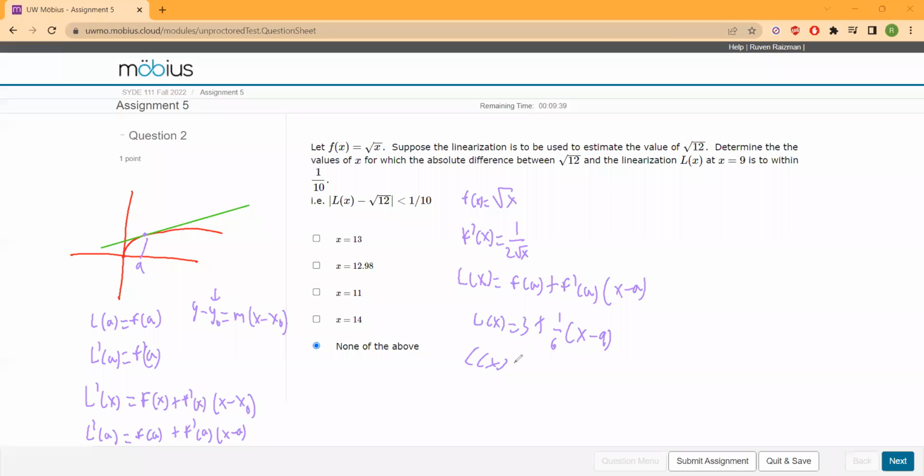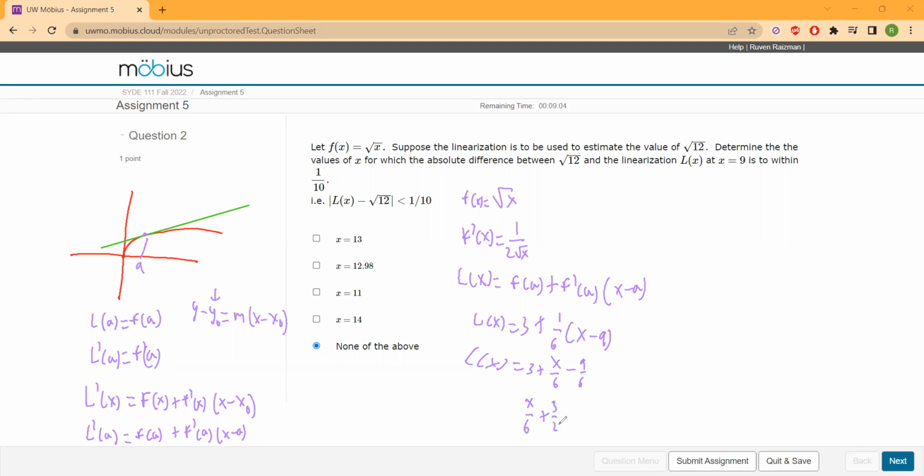So then L at x is equal to 3 plus x over 6 minus 9 over 6, and then 3 minus 9 over 6. 3 minus 9 over 6 is equal to 3 over 2. So then we're going to get L of x equals x over 6 plus 3 over 2.